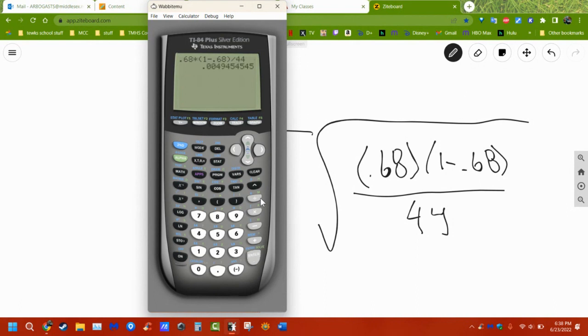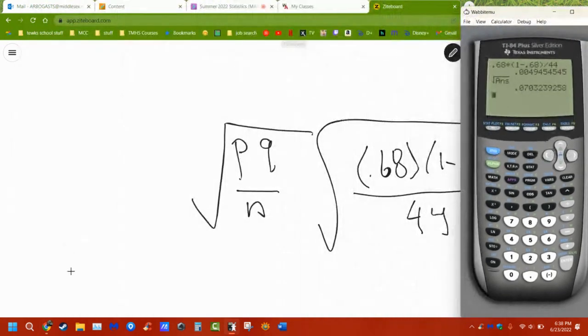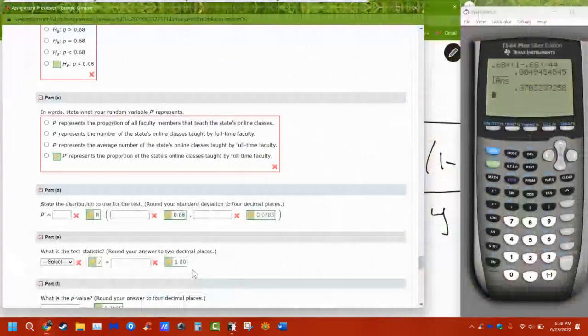So I do this part first, and then I take the square root of it. Second answer. And that's where that part comes from. The 0.0703. So that's how they got that.